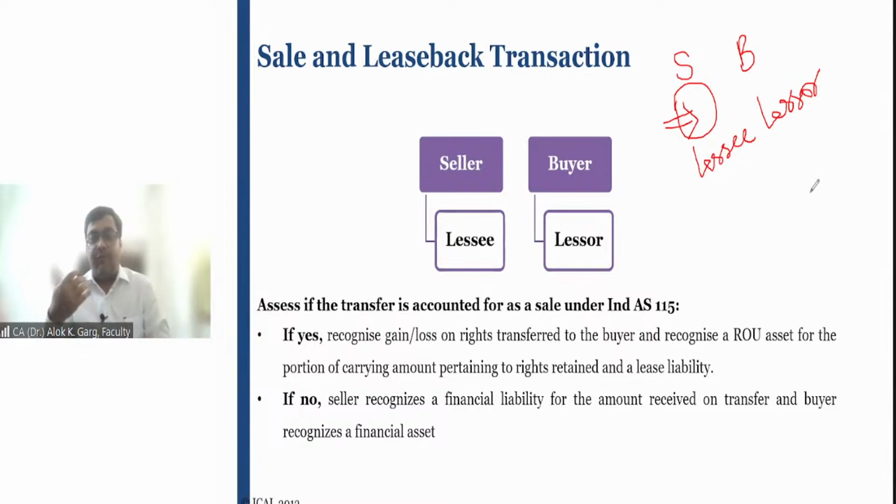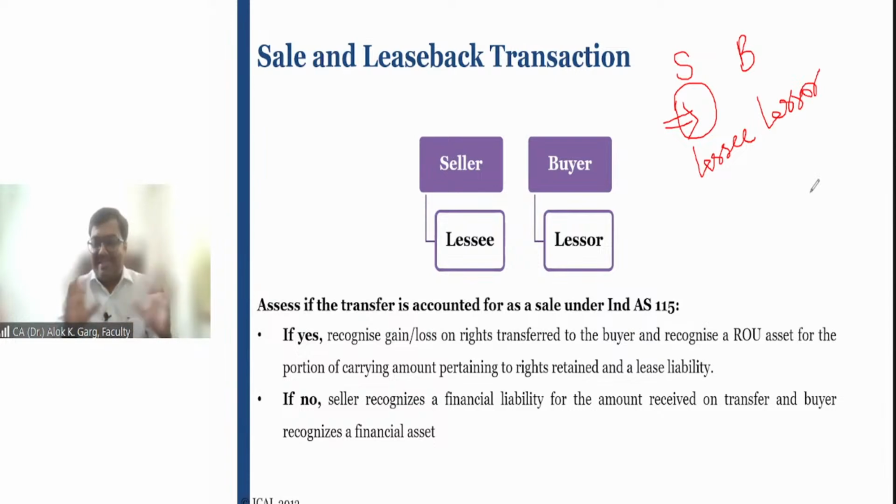And for the remaining rights, the lessee has to recognize a right of use asset, right? To summarize, let's say if it is concluded that yes, it is a sale under Ind AS 115. In that case, the seller, who is the lessee now, has to recognize some gain or loss on the right transferred to the buyer, and the seller needs to recognize a right of use asset for the portion of the carrying amount of the rights retained, and a lease liability. So to the extent of right transferred, the gain or loss is required to be recognized, and to the extent of right retained, the right of use asset and lease liability is required to be created. We will discuss this with the help of an example.